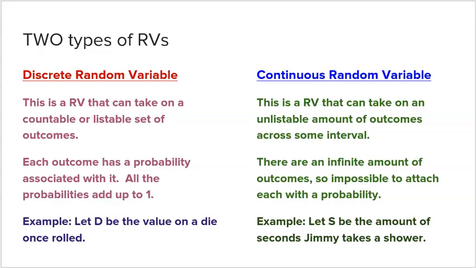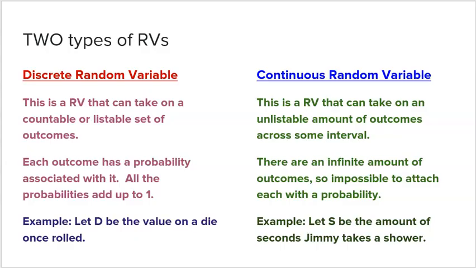Now, let's talk about the two different types of random variables that we are going to explore in this unit. First, we have a discrete random variable. A discrete random variable is a random variable that can take on a countable or listable set of outcomes. So if you could make a finite list of all the individual outcomes that can happen, it's going to be a discrete random variable. The other characteristic of a discrete random variable is that each outcome has a probability associated with it. So every single outcome has an exact probability of occurring, and all of those probabilities have to add up to 1.